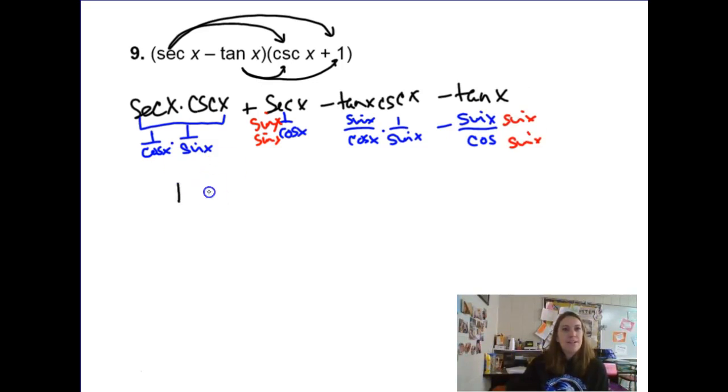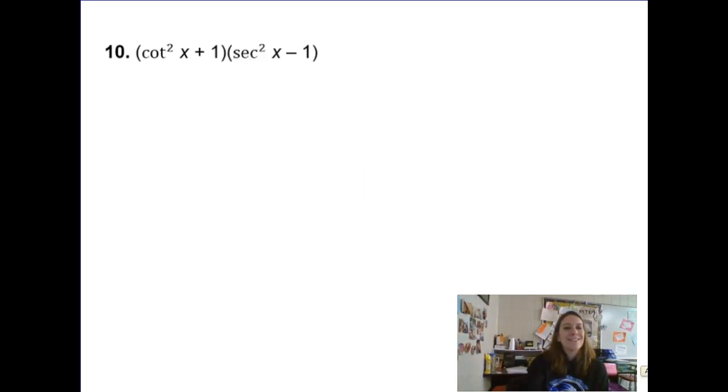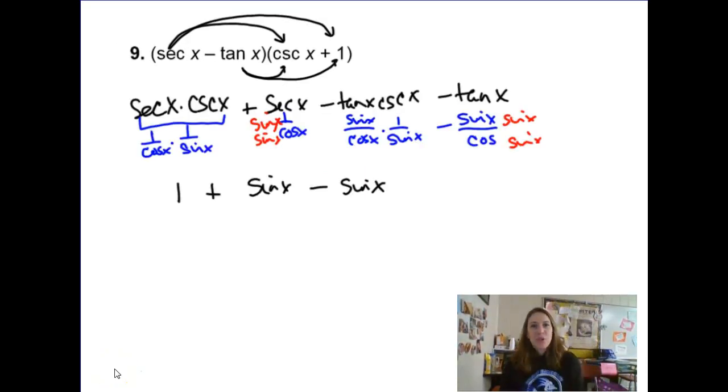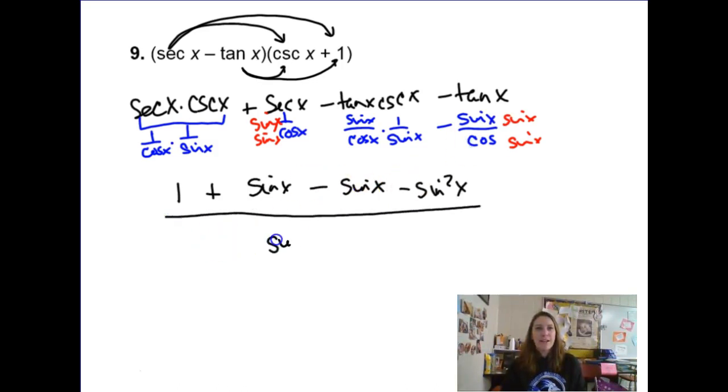Alright, so this is 1 plus, this numerator is just going to be a sine x, minus this numerator is also a sine x. Alright, so we're in the middle of creating our numerator here. Sorry, I fixed it. I had a tech issue for a moment. We're good. Alright, minus sine squared x is the numerator to this last fraction. Now, all of this is being divided by sine times cosine.